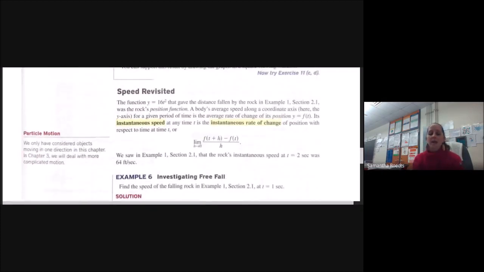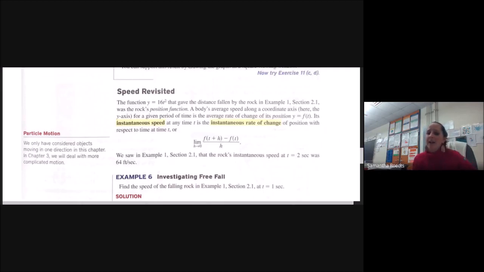All right, going back to speed. The function y equals 16t squared, which gave the distance fallen by a rock in example 1 in section 2.1, was the rock's position function. A body's average speed along a coordinate axis, in our case usually the y-axis, because when we draw in a two-dimensional plane, we have an x-axis and a y-axis. If we're falling, we're on the y-axis. For a given period of time it is the average rate of change of its position, y equals f of t.